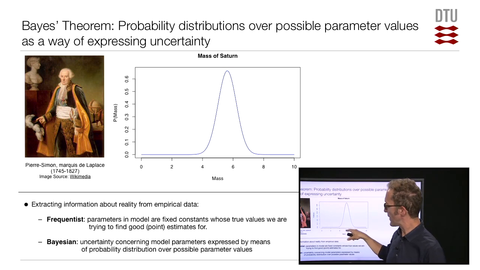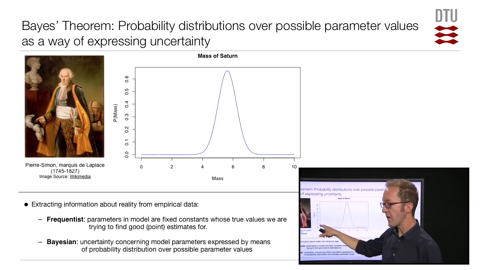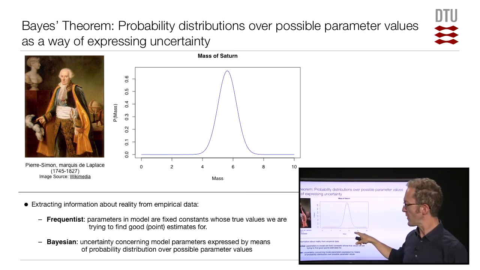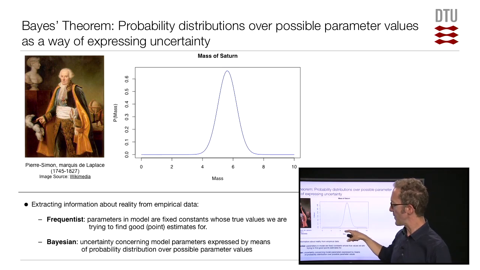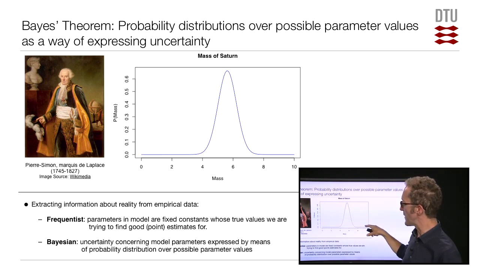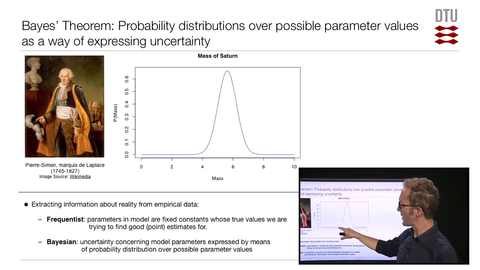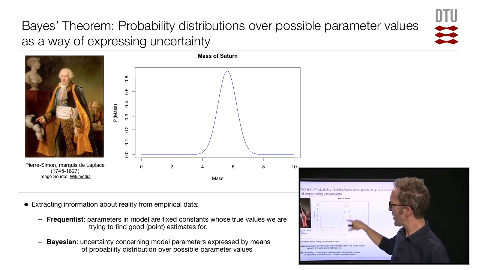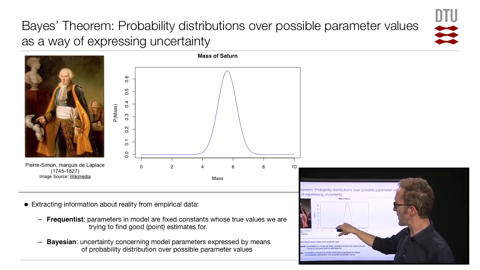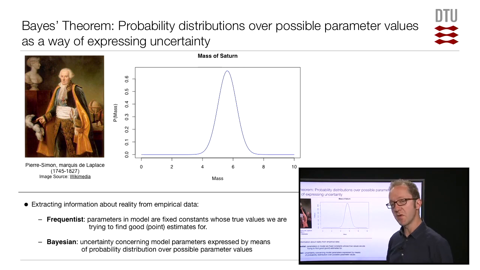Instead of trying to find a good point estimate of the mass, we are instead expressing our uncertainty about the real value of the mass as a probability distribution. So for any possible mass, there's some probability that we believe this particular value is true. There will be some maximum probability value, but there will also be varying degrees of belief in other possible values for the mass.